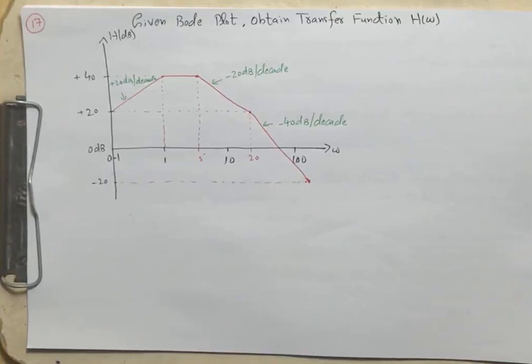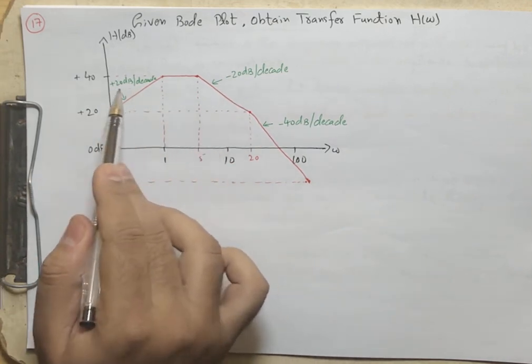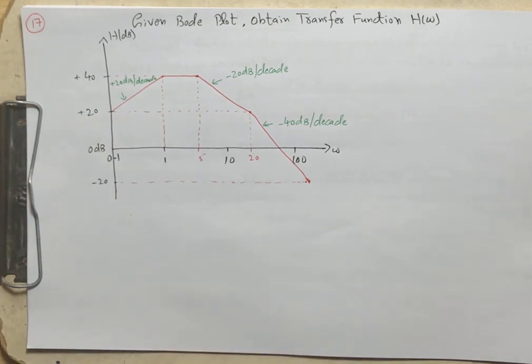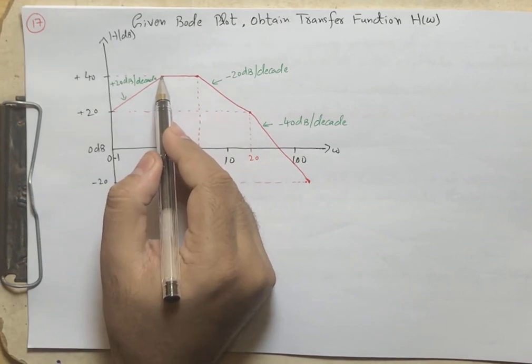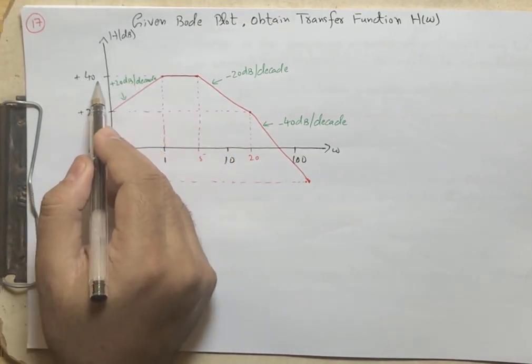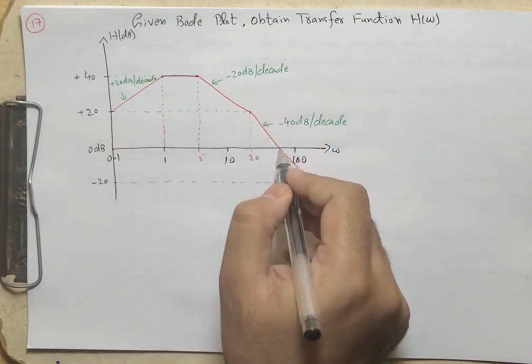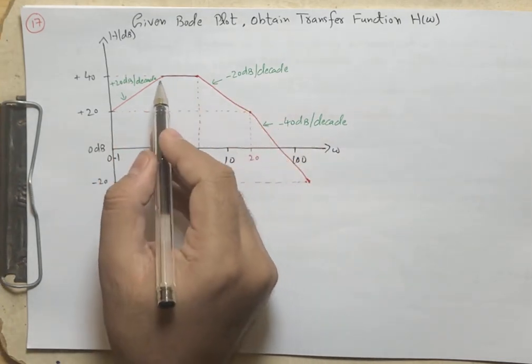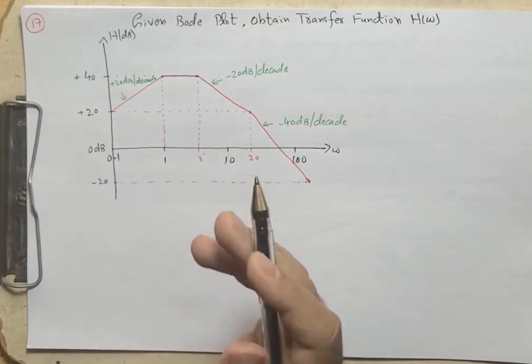Okay, to find out the transfer function of the system using the Bode plot, first thing first, you need to see what is the flat value of this whole curve. You can see over here this flat value occurs at positive 40 dB, and all other things, they are the slopes. So in this region you have a flat value.